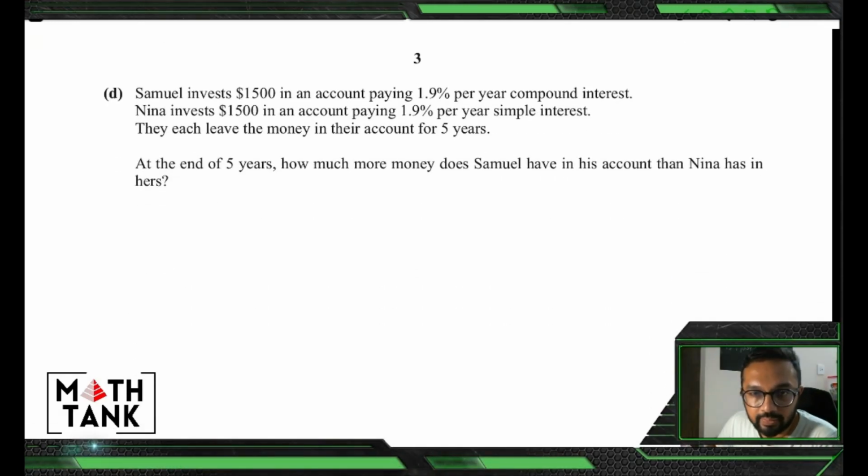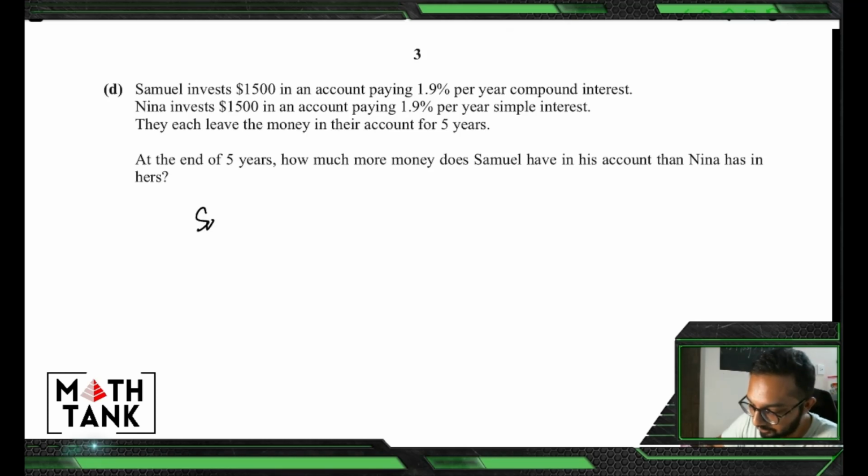Okay, Samuel invests $1,500 in an account, paying 1.9% per year compound interest. Okay, Nina invests at simple interest. They each leave the money in their account for 5 years. At the end of 5 years, how much more money does Samuel have than Nina does?